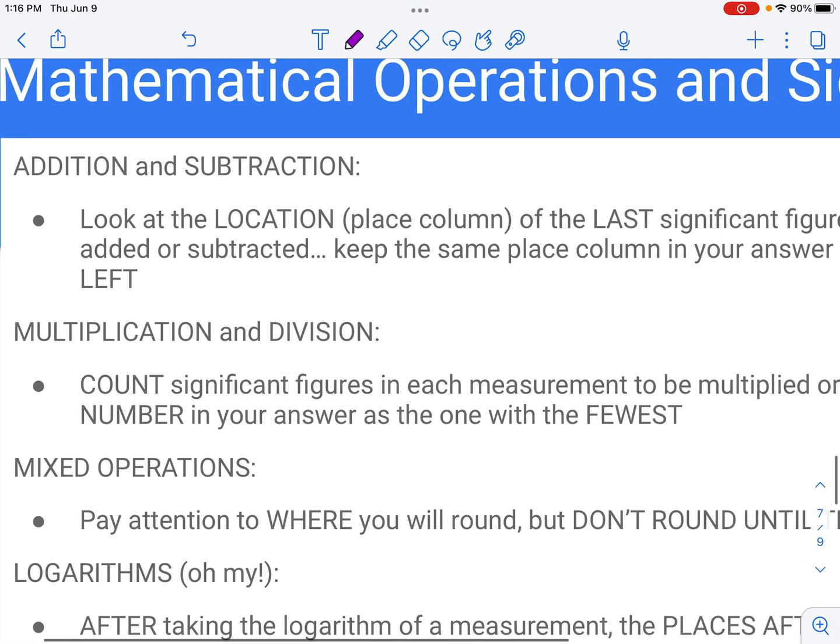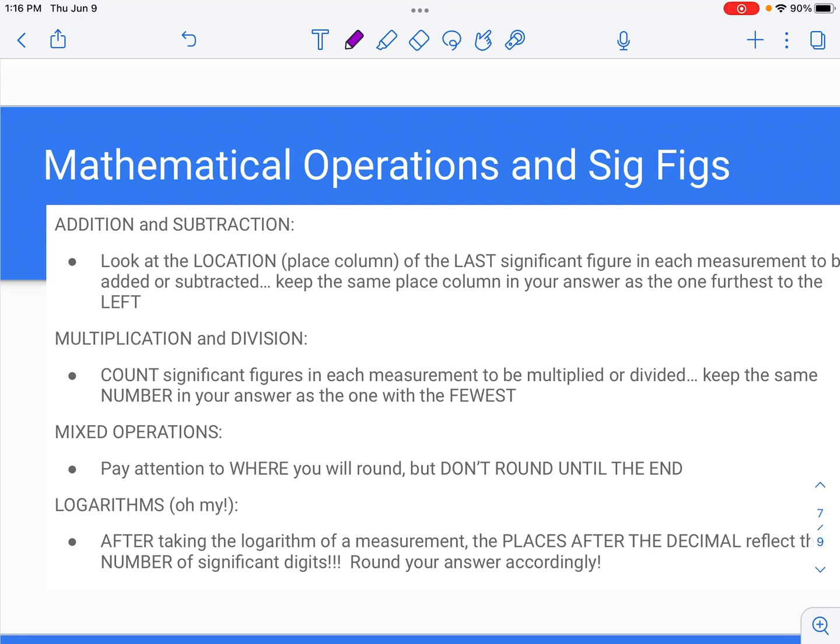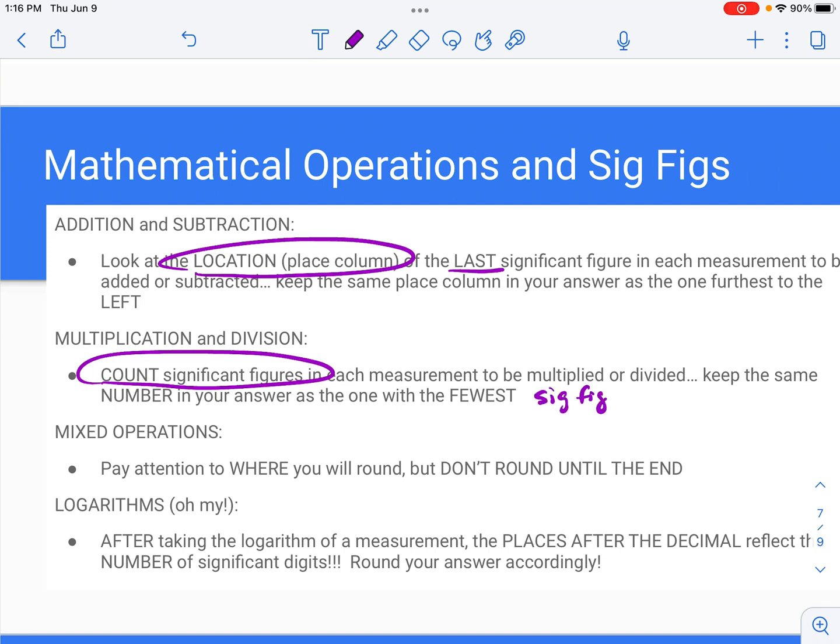Finally, the last thing I want to talk about here is mathematical operations with sig figs. There are 2 different rules for addition and subtraction and for multiplication and division. So when you mix operations, you have to pay attention to where you would round but not round, and I'll show you what I mean by that. Remember that for addition and subtraction, you care about the location of the last significant digit, and you're only as good as the one that's the farthest to the left in your given. And for multiplication and division, you're counting significant figures, and you're keeping the same as the one with the fewest significant figures, okay? And then finally, logarithms I'll come back and look at with you in just a second.